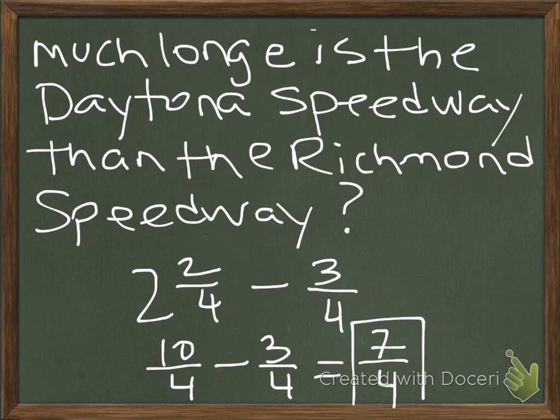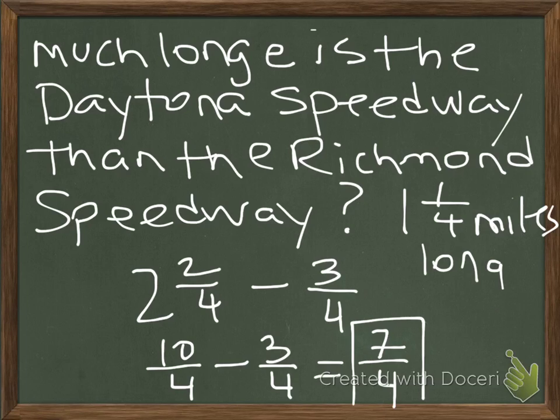So you can say 7/4, or it might make more sense in this particular problem to say 1 1/4 miles longer. Oh, not 1 1/4, 1 3/4 miles longer. And that concludes lesson 3.5 on adding and subtracting like fractions for pre-algebra.